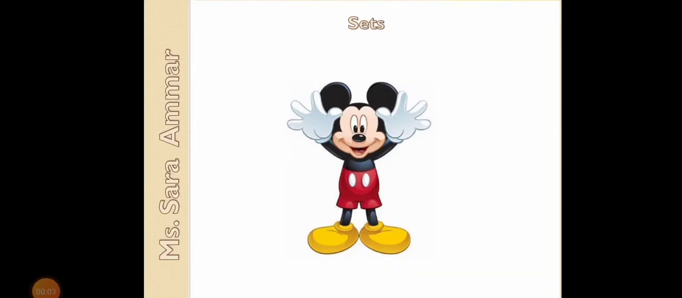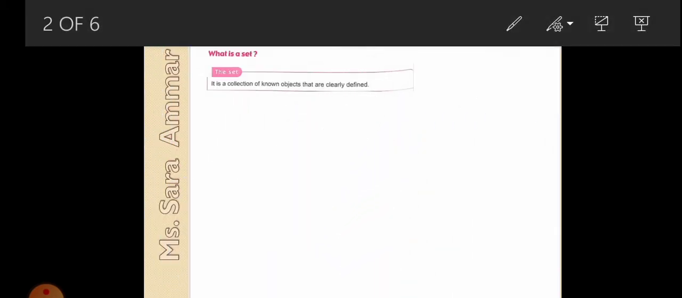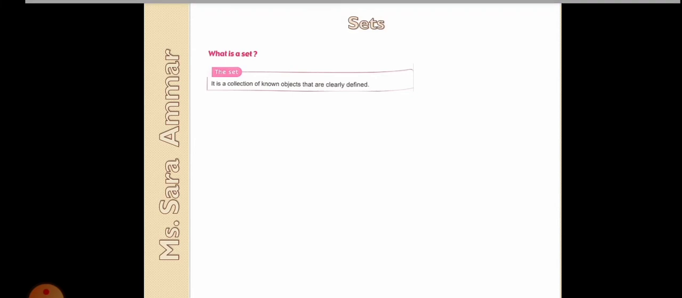Today, inshallah, we're going to learn about sets. So, what is a set? A set is a collection of known objects that are clearly defined. What does this mean? For example, here, the colors of traffic lights.